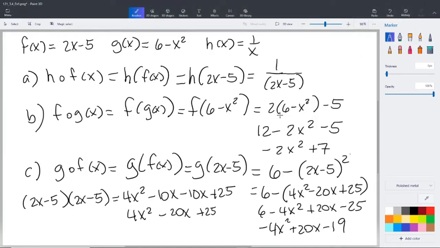The final part of example 6 that we need to talk about is the last piece of instructions that says give the domain of each new function formed. So what we want to look at is each part of the end of a, b, and c, and then ask ourselves, is there any restrictions on the x?